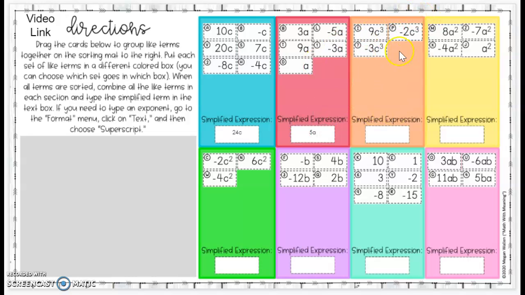I'm going to do the same thing here. I have 9c to the third power minus 3c to the third power minus 2c to the third power. I'm going to subtract my 9 minus 3 because those are my coefficients. So 9 minus 3, and then I'm going to subtract 2 from that. So I get 4c.